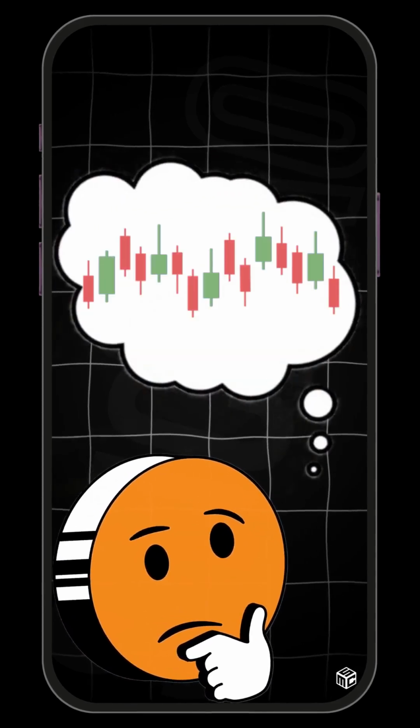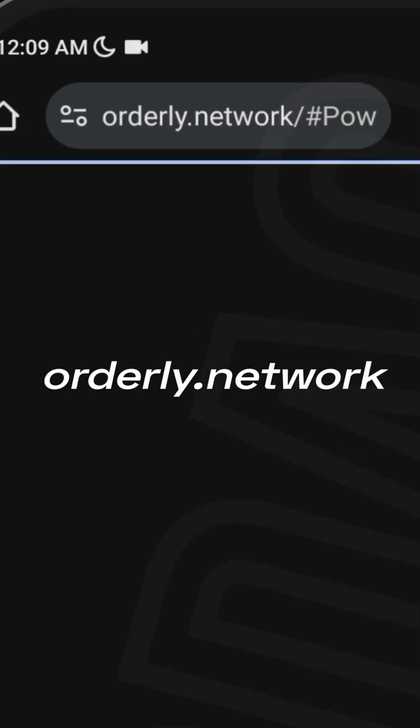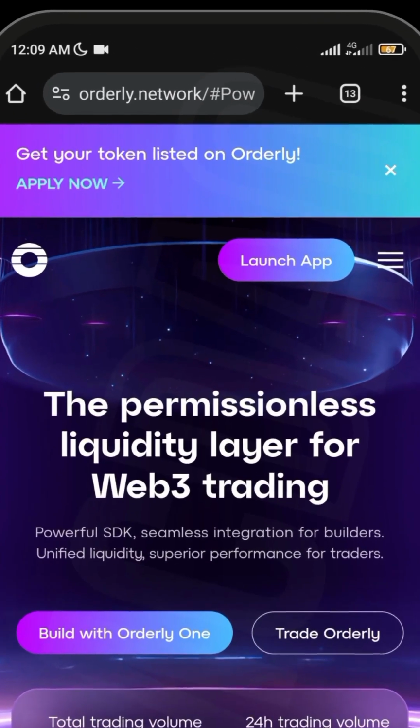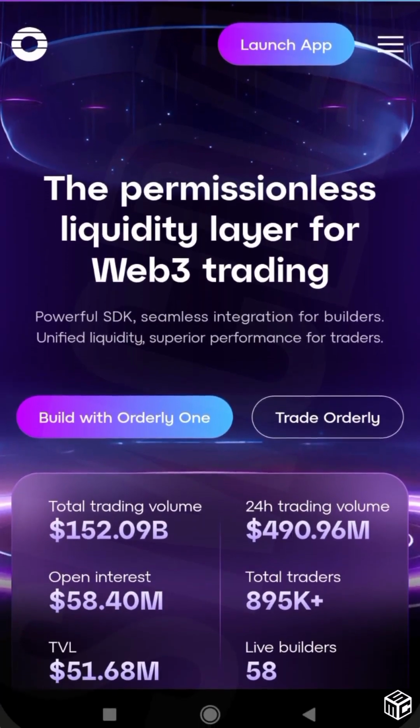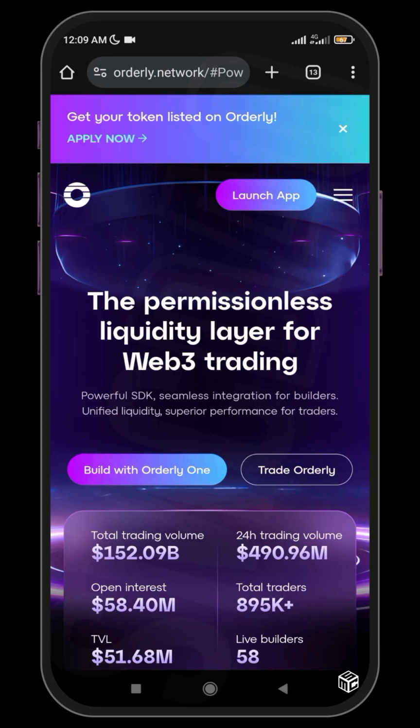When people hear a project is focused on perpetuals, they usually picture a hyper liquidity platform where traders can jump in and trade futures directly. But Orderly takes a different approach. Let's head to orderly.network. Orderly is a perpetual infrastructure layer and a decentralized liquidity layer that power other apps, which means you don't really trade Perps directly on Orderly. Instead, you trade with front ends built on Orderly.